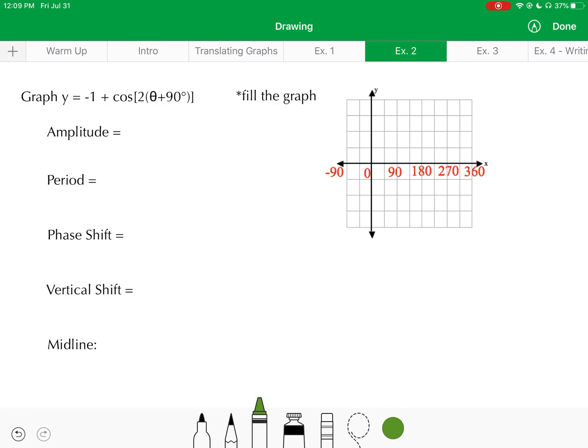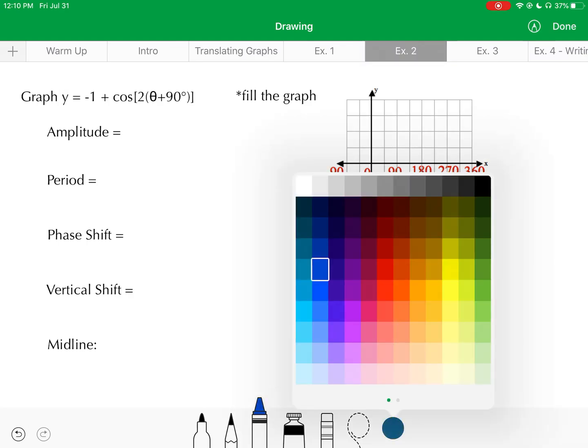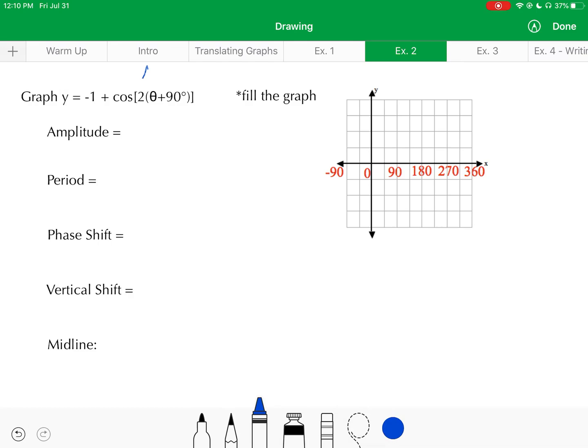Right? Second example. Now we graph y equals -1 plus the cosine of 2 times the quantity theta plus 90 degrees. All right, so here I would say that my a value is 1. That's because there's nothing multiplying the cosine function. I would say my b value is 2.